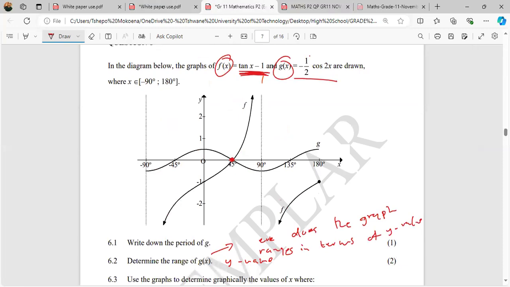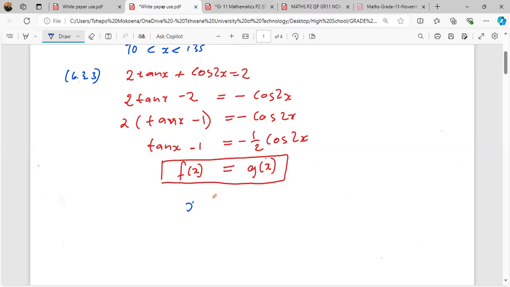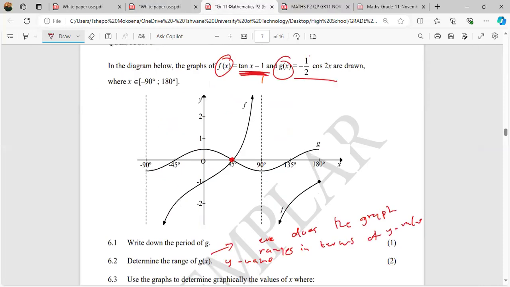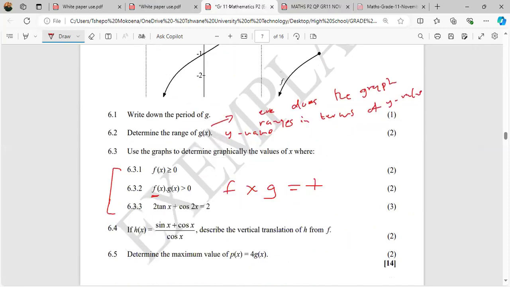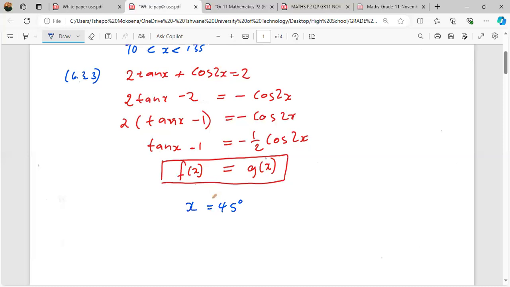So you're just going to say your answer. It is whereby x is equal to 45 degrees. There is no other intersection except this one. And then you answered 6.3.2. Okay, so do it like this. Because it's 3 marks, just write it like this and show you end up here, and then your solution is x equals 45.